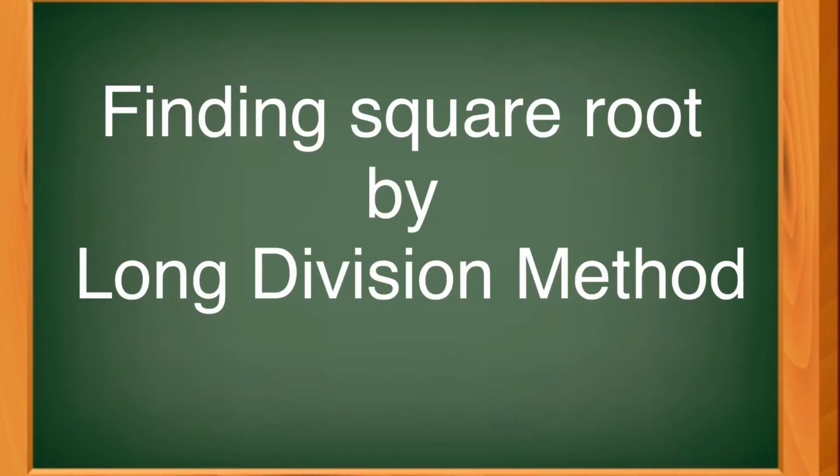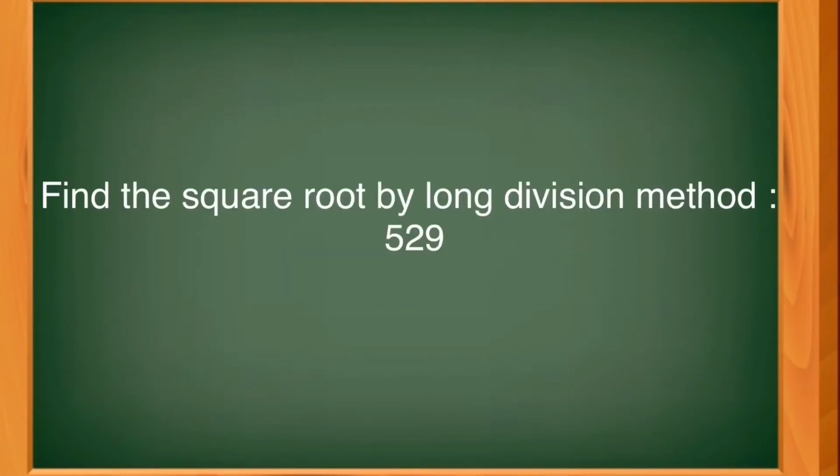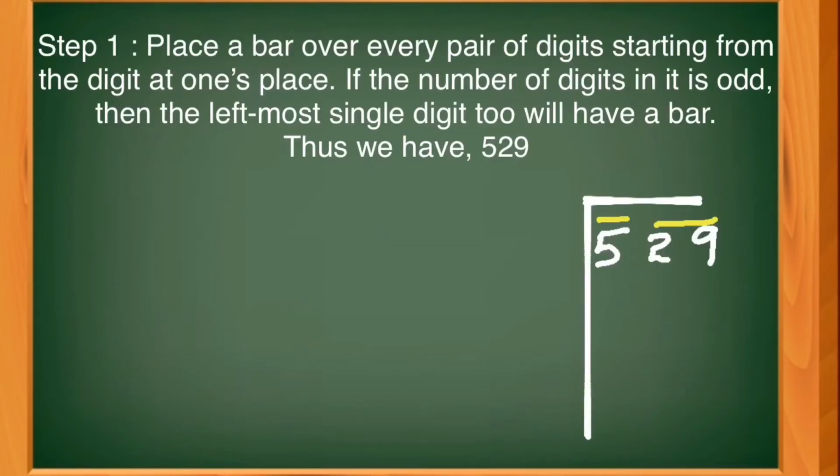Finding square root by long division method. Example 1. Find the square root of 529 by long division method. Step 1. Place a bar over every pair of digits starting from the digits at one's place.